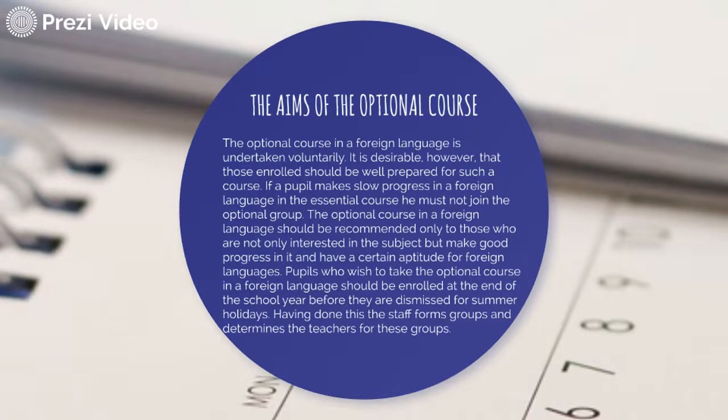The aims of the optional course. The optional course in a foreign language is undertaken voluntarily. It is desirable, however, that those enrolled should be well prepared for such a course. If a pupil makes slow progress in a foreign language in the essential course, he must not join the optional group. The optional course in a foreign language should be recommended only to those who are not only interested in the subject, but make good progress in it and have a certain aptitude for foreign languages.